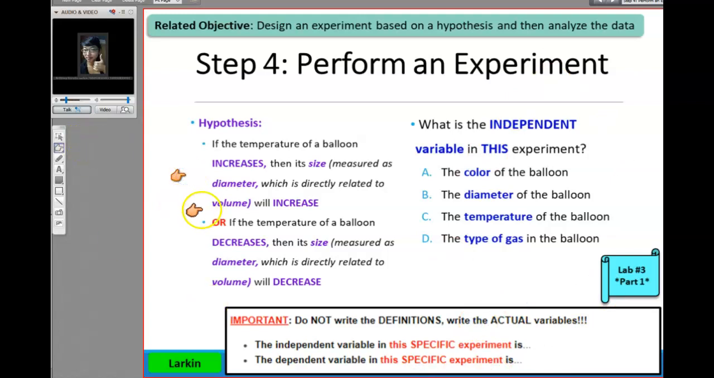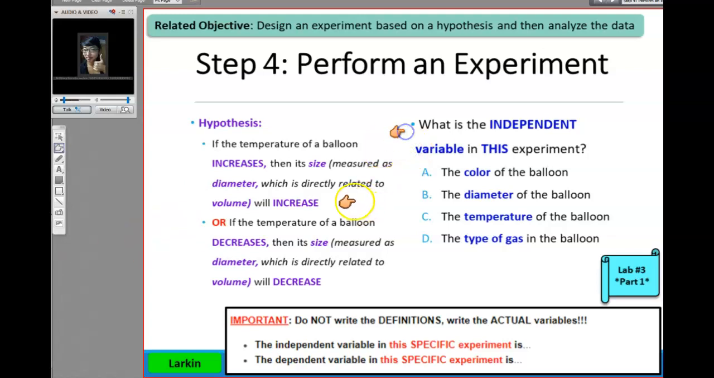So our hypothesis is if the temperature of a balloon increases, then its size will increase. Now today we're going to actually measure size in diameter because that's related to volume, but just know that when I say size, I mean diameter or volume. Either of those are fine, so those are both ways that we can measure the size of the balloon. And then the reverse, if temperature of a balloon decreases, then its size will decrease. Go ahead and give me a birthday cake if all of that makes sense. Again, today we're going to measure diameter because that's a little bit easier than measuring the volume of a balloon, because a balloon is kind of wonky shaped.